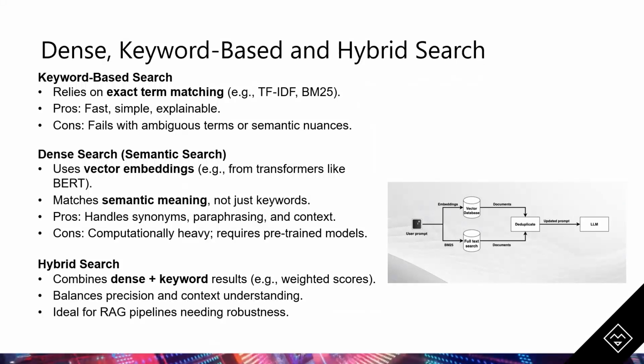Dense search, on the other hand, uses neural embeddings to capture semantic meaning. It is powerful for context but demands heavy compute. Hybrid search merges the best of both worlds. It ranks documents using a mix of semantic relevance and keyword overlap. This balance makes the hybrid ideal for real-world applications where precision and recall matter.